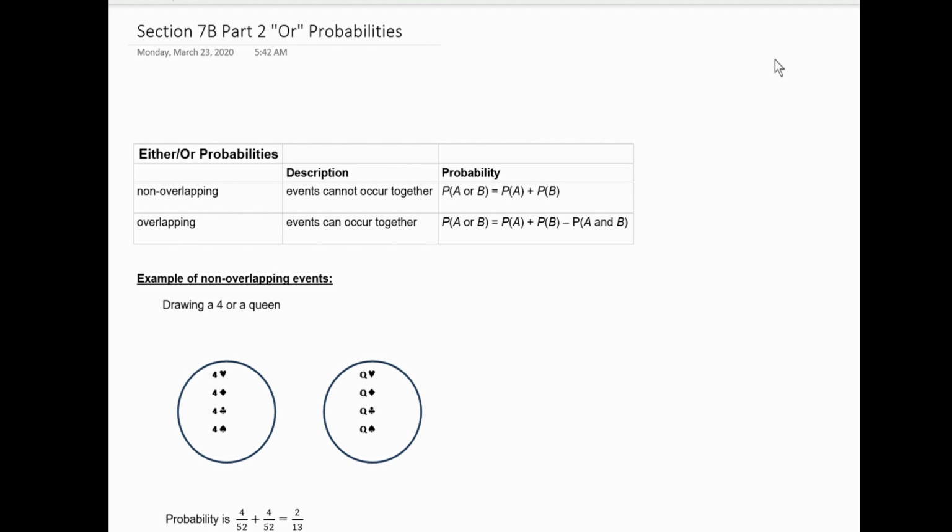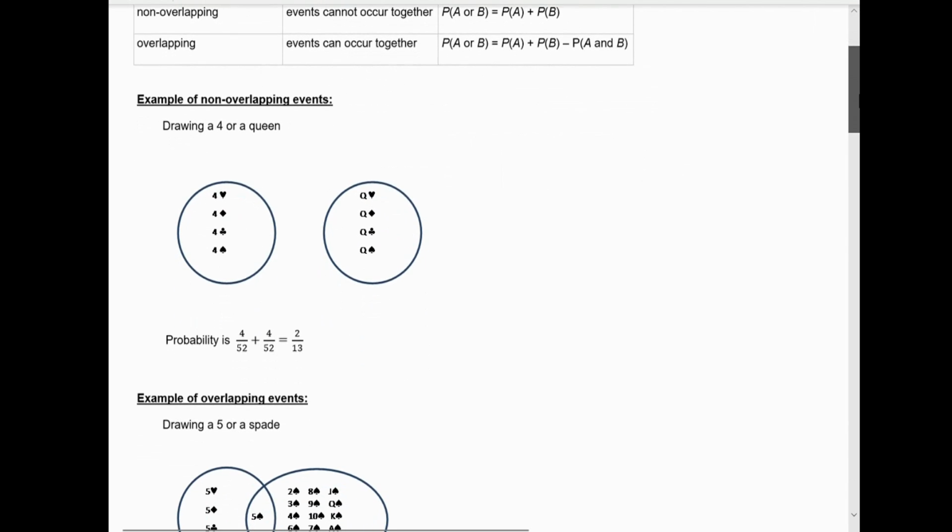Now, the non-overlapping are when events cannot occur together, and our formula is right here, the probability of A plus the probability of B. Overlapping events or overlapping probabilities are when the events can occur together, and here is my formula. It looks kind of complicated, but it's really not. You're adding the two probabilities together just like you did up here, but then you are subtracting off the probability that both of those things occur at the same time. In other words, you're subtracting off the overlap. And we can see this going on here in my examples.